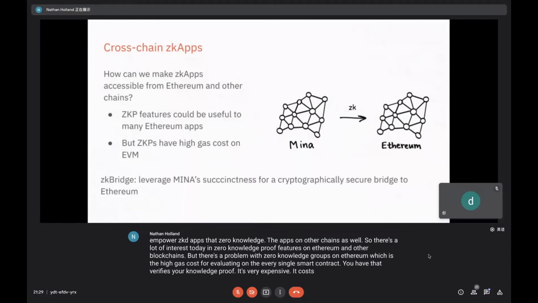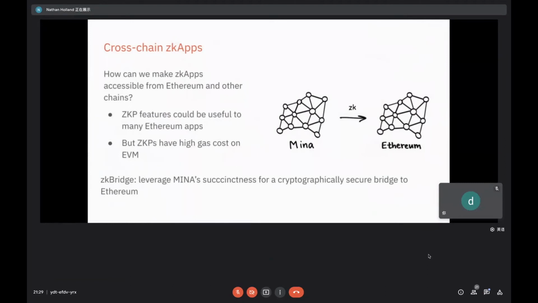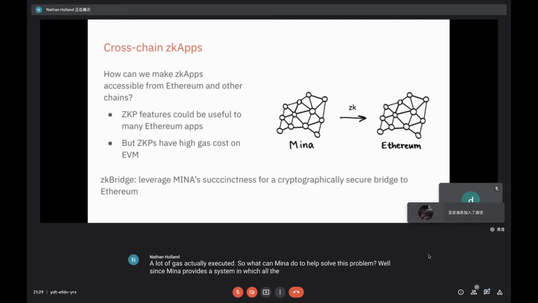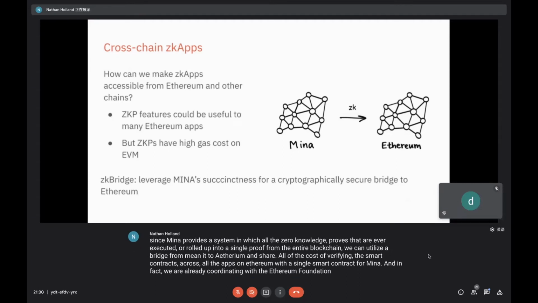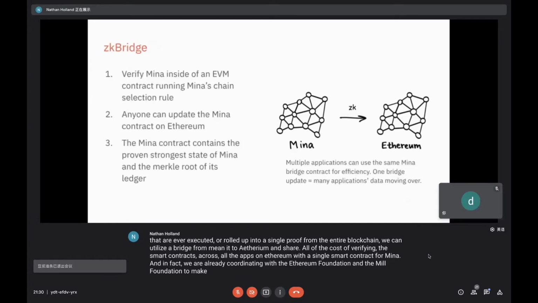Well, since Mina provides a system in which all the zero-knowledge proofs that are ever executed are rolled up into a single proof on the entire blockchain, we can utilize a bridge from Mina to Ethereum and share all of the cost of verifying the smart contracts across all the DApps on Ethereum with a single smart contract for Mina. And in fact, we are already coordinating with the Ethereum Foundation and the Mill Foundation to make this work happen.